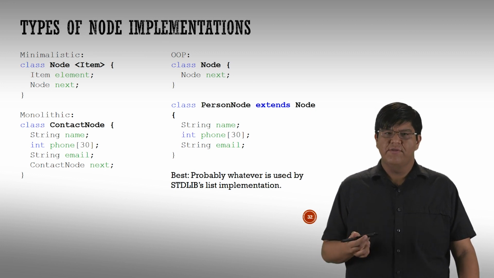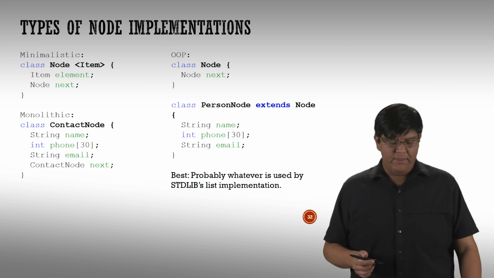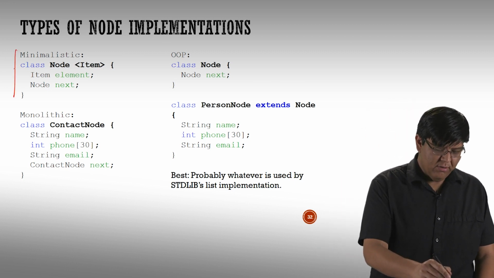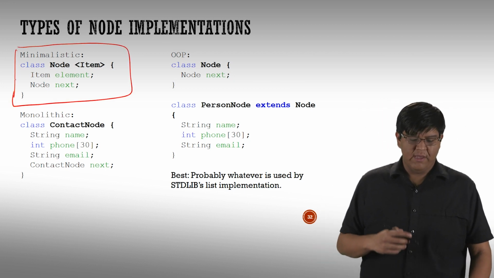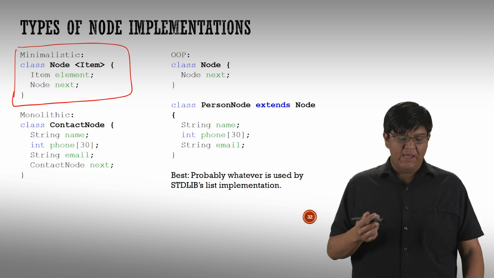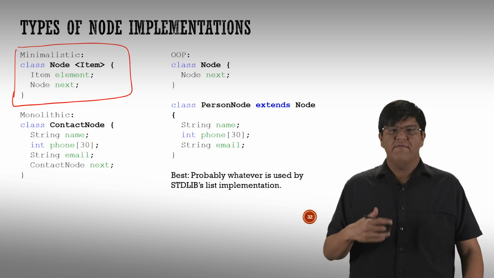Obviously, there's going to be different ways to do this. So what's the simplest thing I could possibly do? Well, it's the minimalistic one on the top left. So this is my minimalistic node, which has only really 2 lines of code in it. So I have there basically class, node, generics, item, and then 2 things inside. So obviously I have a class called node.